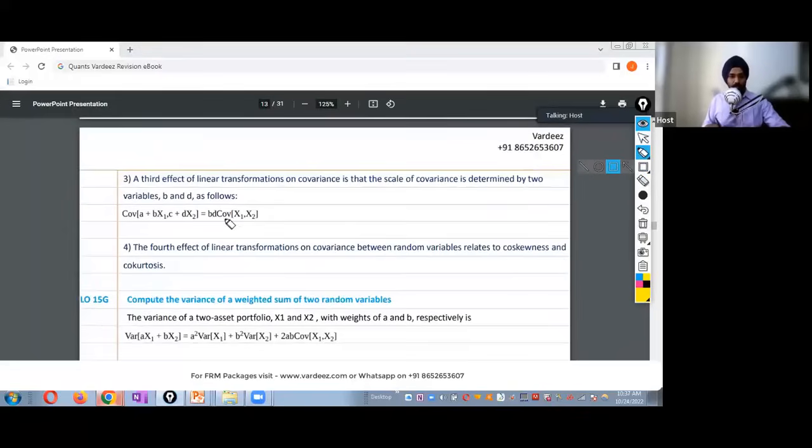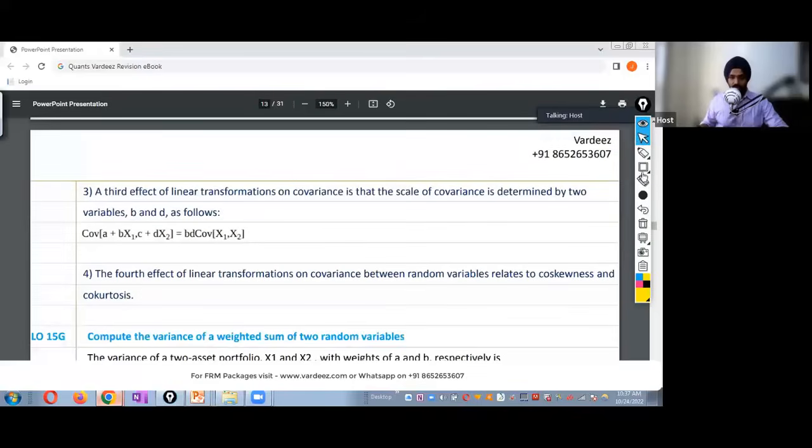What about a third effect now? A third effect of linear transformation on the covariance is that the scale, which is B, of covariance is determined by two variables B and D as follows. Let's suppose that we have this thing over here. Let's say the covariance is first, and this is a new one, which is C plus D. Now I know for sure that A does not make any difference at all to the covariance, right? A does not affect the covariance. Similarly, C, which is also a constant, will not affect the covariance.